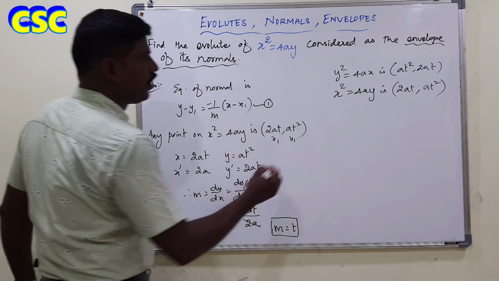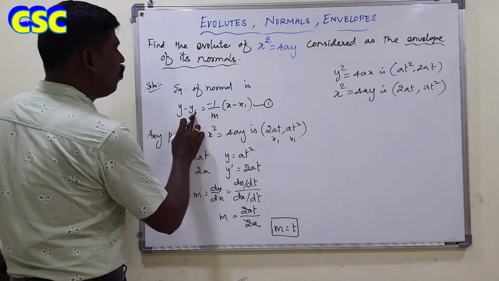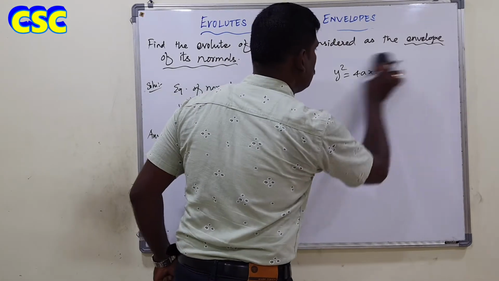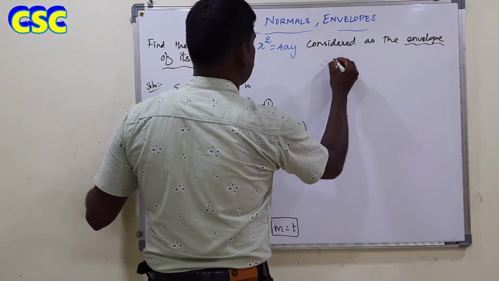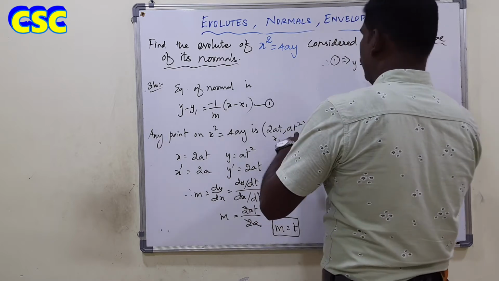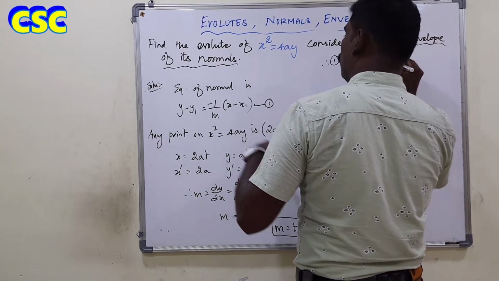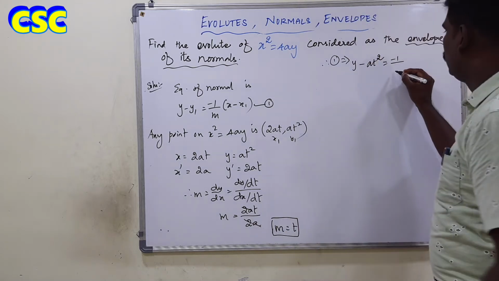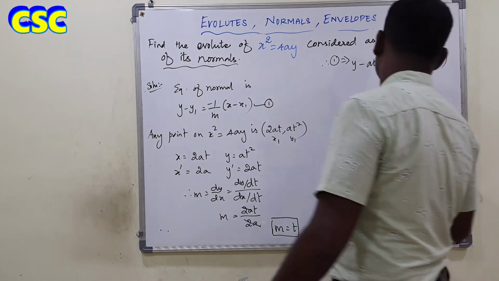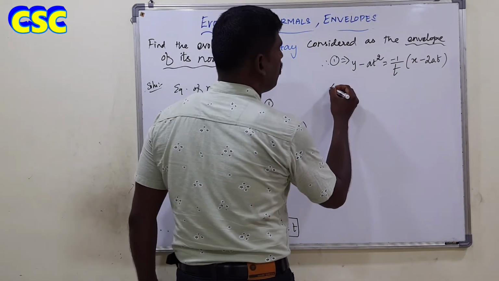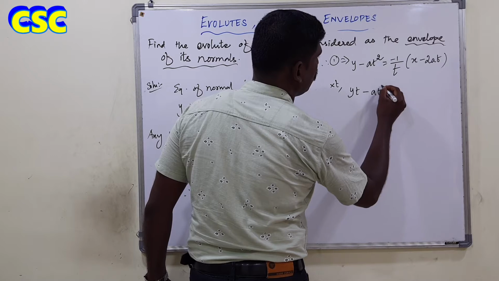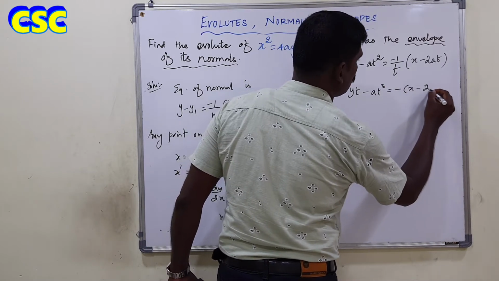Isn't it? So therefore, after finding these three values x1, y1 and m, I am going to substitute all these three values in equation 1 to find the family of normals. Therefore, 1 implies y minus y1, which is 2at squared, is equal to minus 1 by m. M is t. So t into x minus x1, which is 2at. Right? That's all. So multiply by t. What do you get? Yt minus at cube equal to minus of x minus 2at.